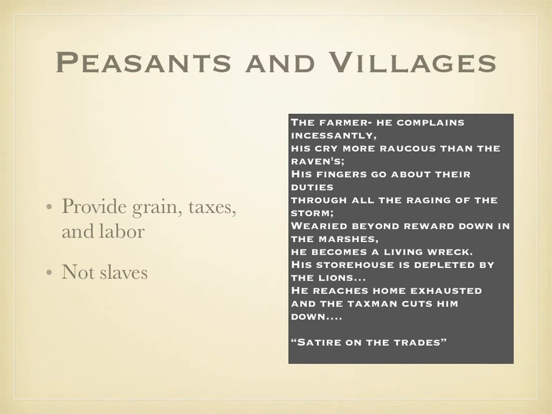The farmer, he complains incessantly, his cry more raucous than the ravens. His fingers go about their duties through all the raging of the storm. Wearied beyond reward down in the marshes, he becomes a living wreck. His storehouse is depleted by the lions. He reaches home exhausted, and the taxman cuts him down. Which is true to a certain extent for peasants, historically. Though, from what we can tell, Egypt was probably one of the better and more fertile places to live.